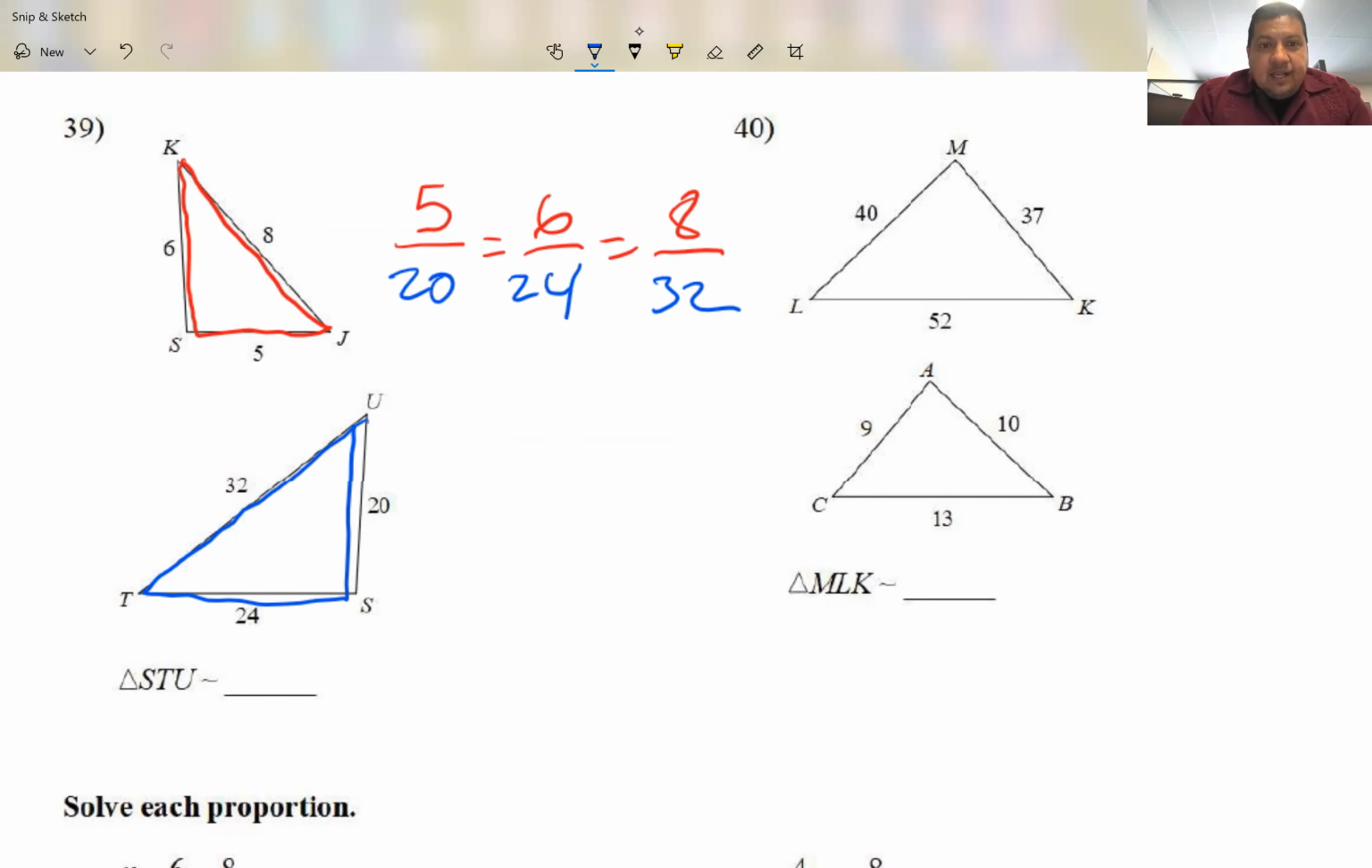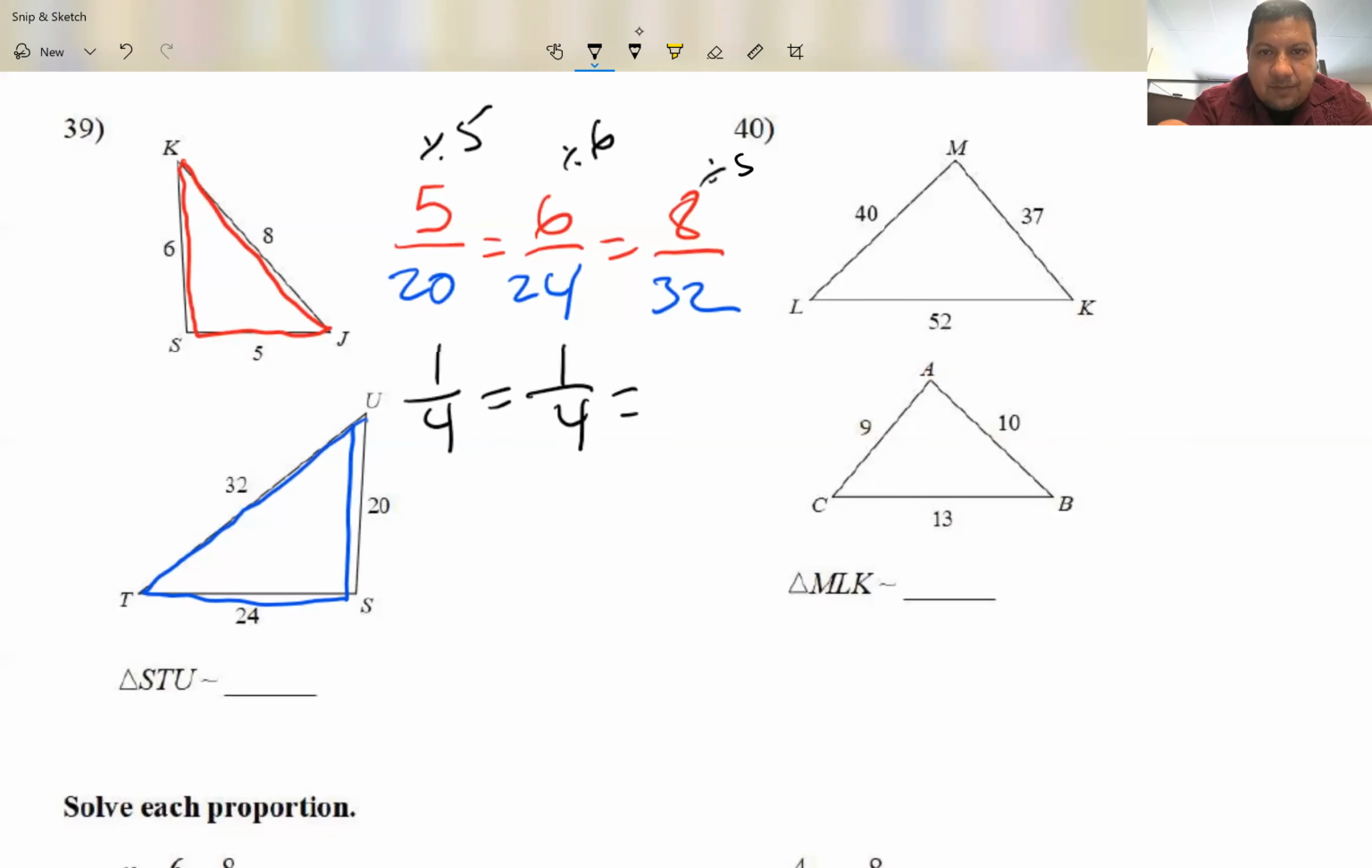All right, so let's see. Let me simplify my fractions. I can cross multiply two fractions at a time to see if they're proportional, but the numbers are not that big. I think I'm going to try with simplifying. 5 over 20, that simplifies to 1 over 4, right? Because I divided each number by 5. My second fraction, let me divide each number by 6, and that gives me 1 over 4. My last fraction, let me divide each number by 8, and that gives me 1 over 4. All right, the sides are proportional.